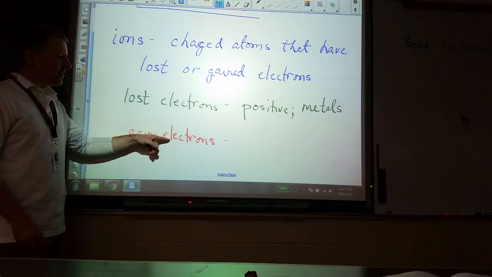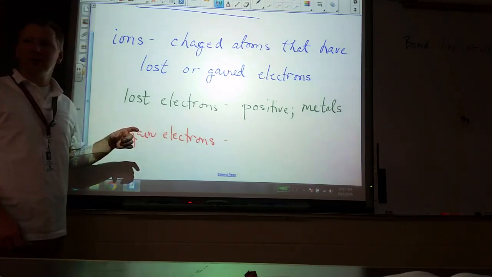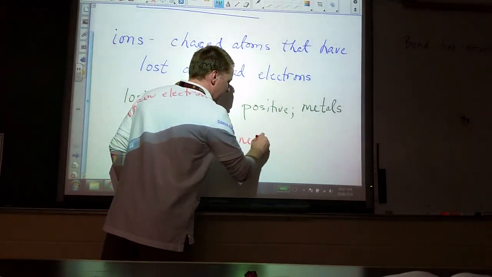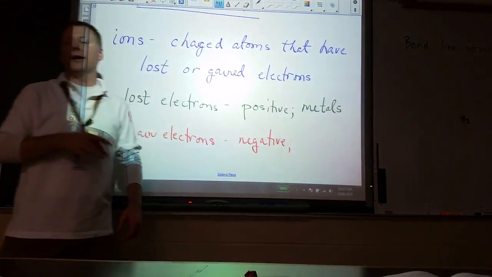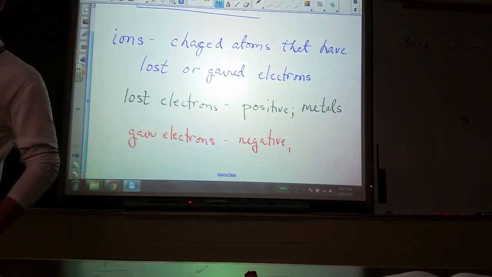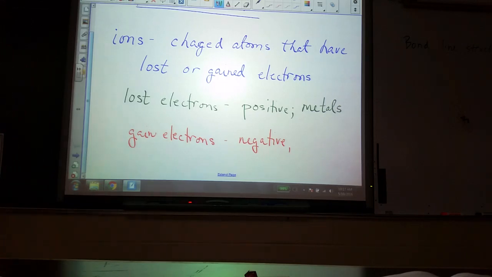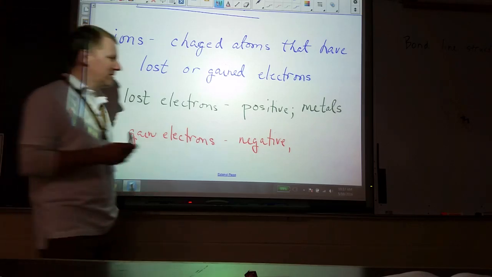Gaining electrons, if you get electrons, what charge do you become? Negative then. These are going to be the atoms that are closer to filling their outer shell than emptying it. Which category of atoms is that? Non-metals. Yeah.